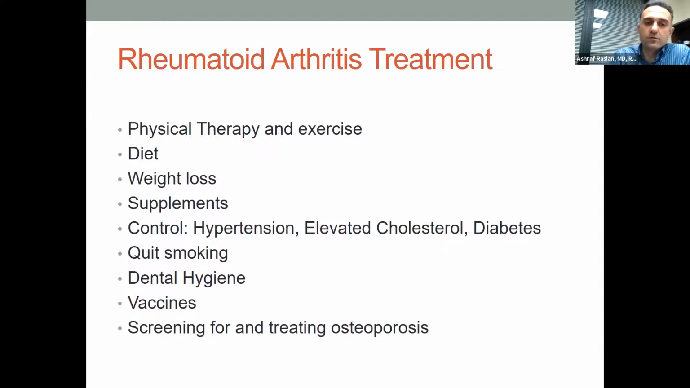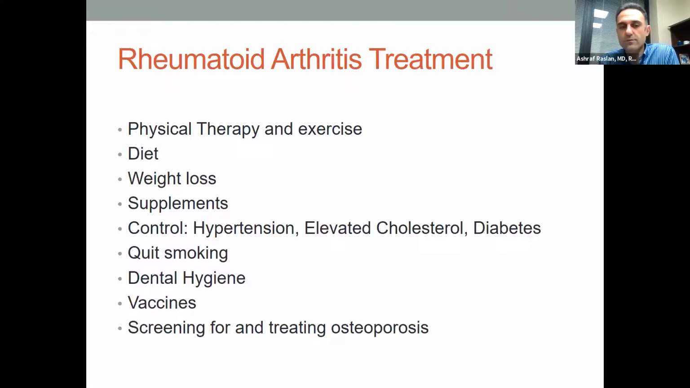One other important thing to remember is that we want to control all the other things that can lead to chronic disease. We want to control hypertension, we want to control high cholesterol, and if there is diabetes, we want to control that, because we want to control all these factors that can lead to increased heart disease, kidney disease, or even stroke or dementia. So if someone has rheumatoid arthritis, it is very important to have ideal control of all of these factors.